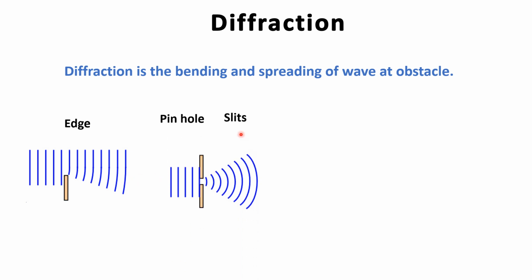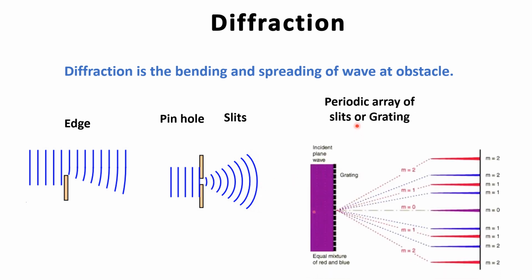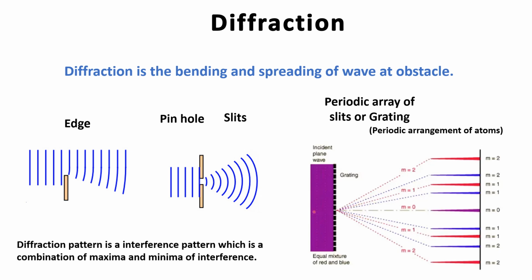Similarly, in case of a slit or a pinhole, the input wave is spreading out. And similarly, in case of a periodic array of slits, which we call a grating, which we usually see in the periodic arrangement of atoms, like in crystalline atoms. So what we get is a central bright spot, then alternating layers of bright and dark spots. So the diffraction pattern is an interference pattern, which is a combination of maxima and minima of interference.